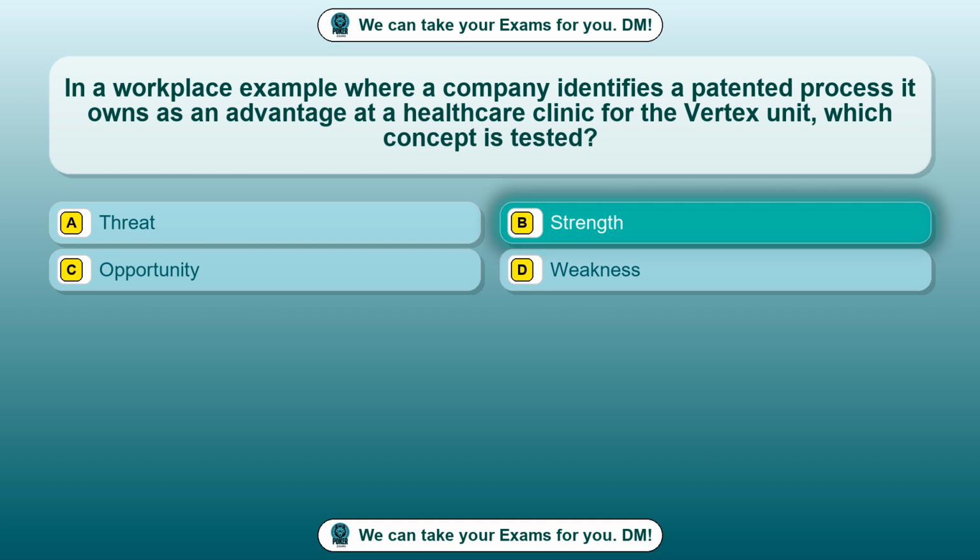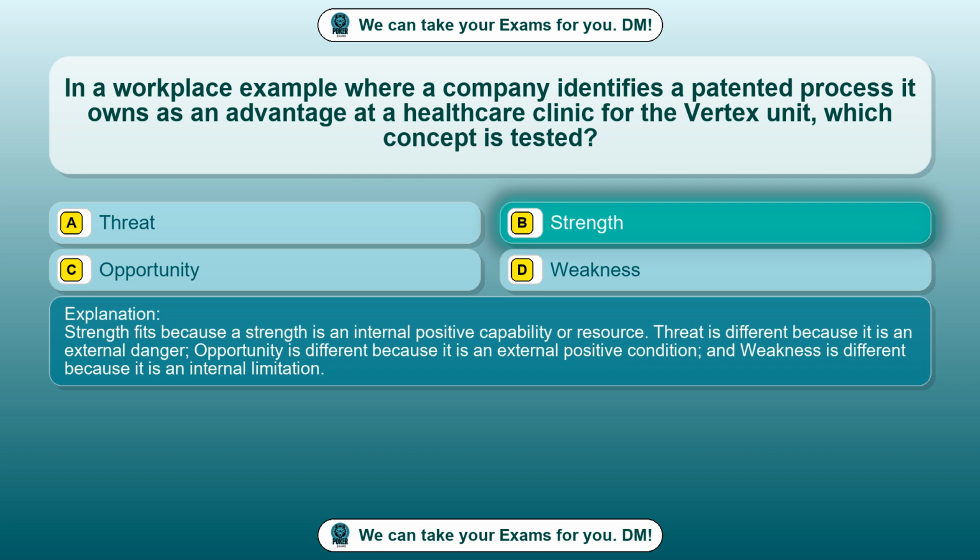The correct answer is option B, strength. Strength fits because a strength is an internal positive capability or resource. Threat is different because it is an external danger, opportunity is different because it is an external positive condition, and weakness is different because it is an internal limitation.